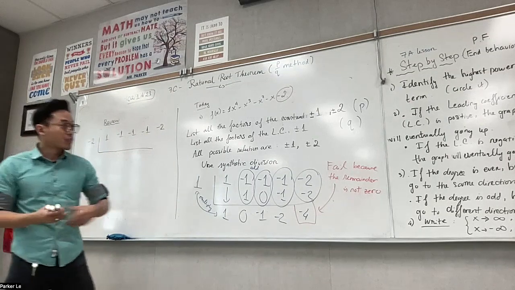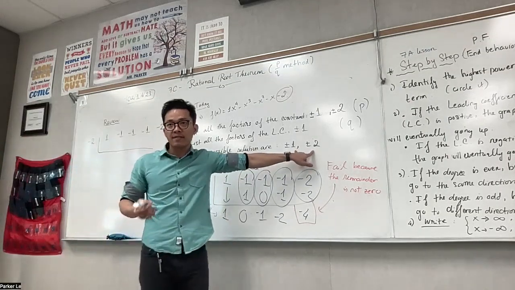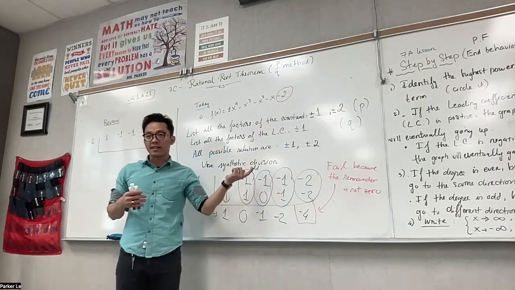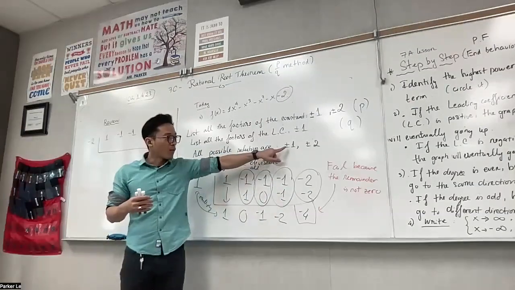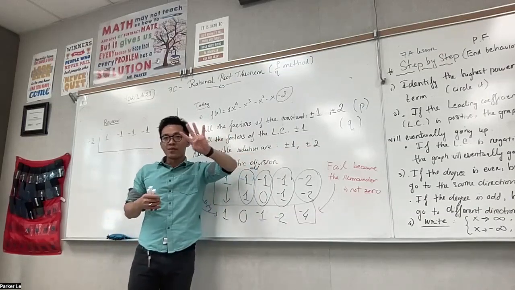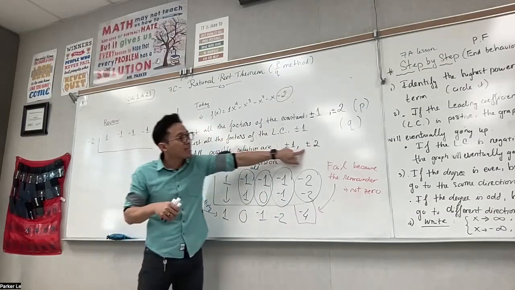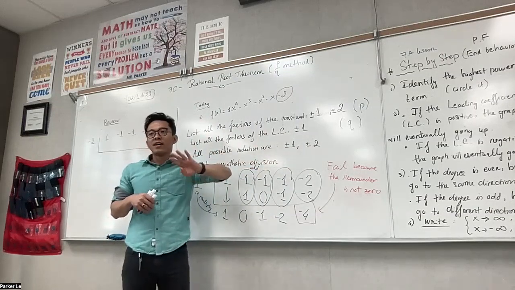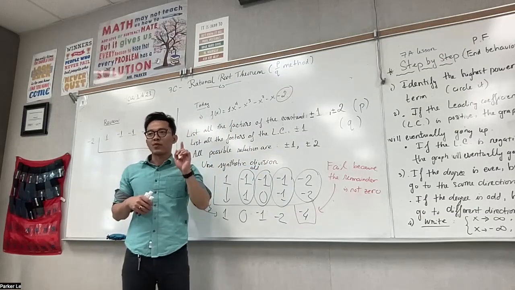So total, how many numbers do you need to check? 4. You just randomly choose which number to check? Oh, 1, -1, 2, and -2. There are 4, right? So you need to check all 4. But when you found one solution, then you don't need to check anymore.